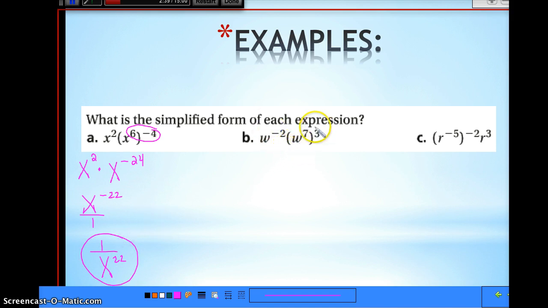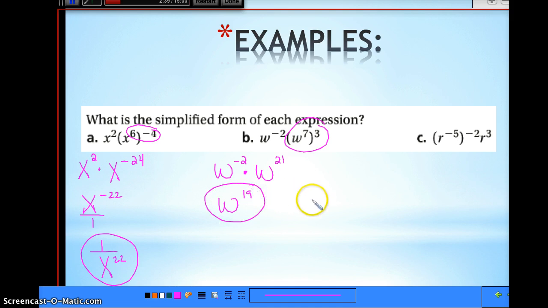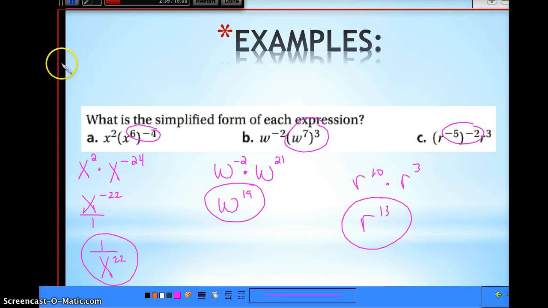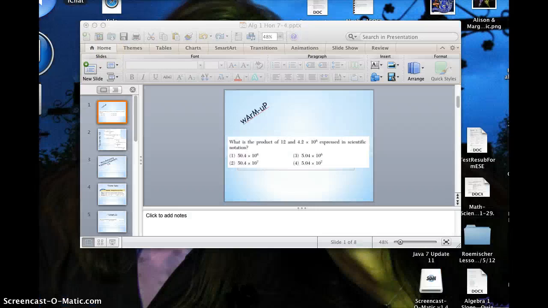Second question. Power rule again is right here. So we have w to the negative 2 times w to the 7 times 3 is 21. You're now multiplying, which means you add your exponents, and you get positive 19. Third example. Power rule is right here. So we're going to have r, negative 5 times negative 2 is a positive 10, times r to the 3rd. You're multiplying, which means you now add. Make sure you guys are putting me on pause, trying one, and then having me continue.